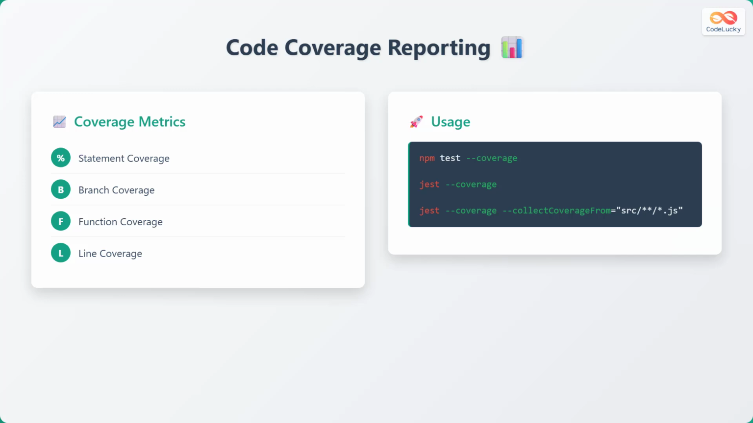To generate coverage reports, run npm test with the --coverage flag or use Jest --coverage directly. Jest can also be configured to collect coverage from specific files using the collect coverage from option followed by a file pattern. Coverage reports help identify untested parts of your codebase and ensure comprehensive test coverage. The reports are generated in multiple formats, including a detailed HTML report that you can view in your browser. Maintaining high code coverage is important for code quality, though remember that 100% coverage doesn't guarantee perfect testing. Focus on testing meaningful scenarios and edge cases.